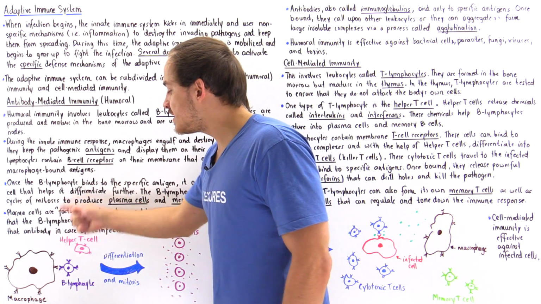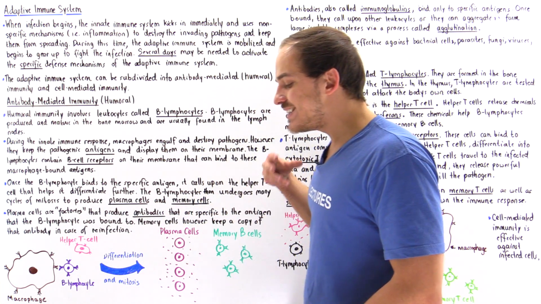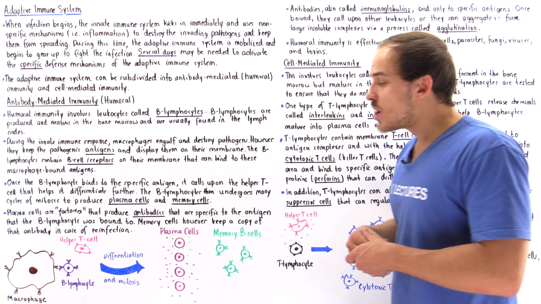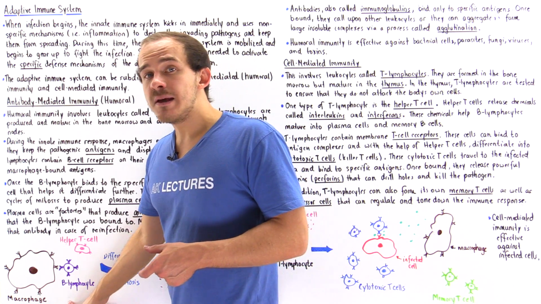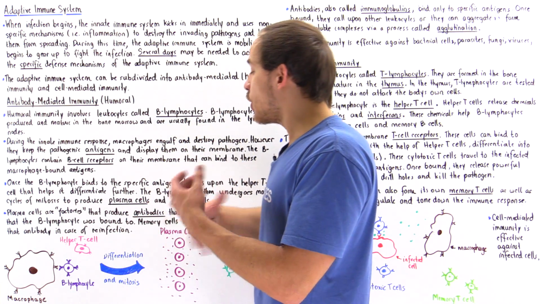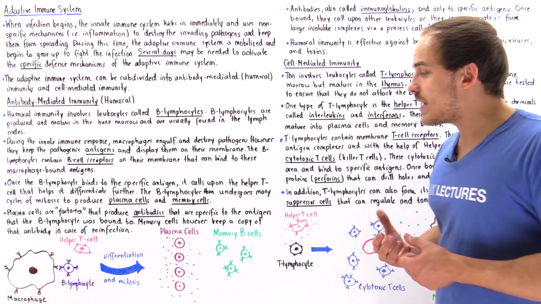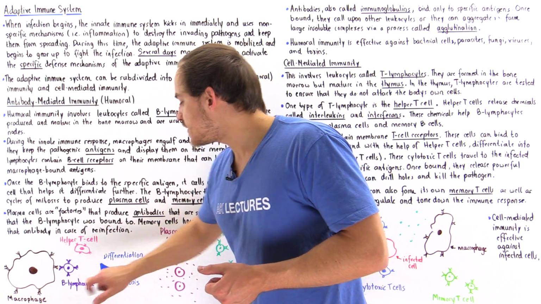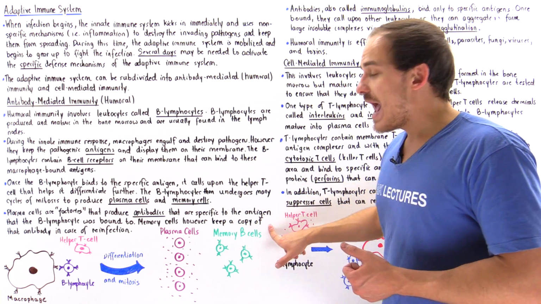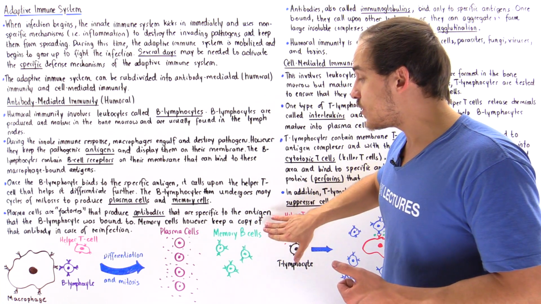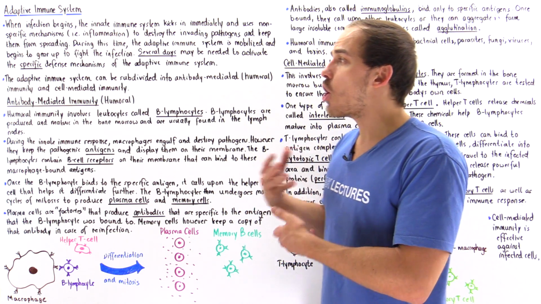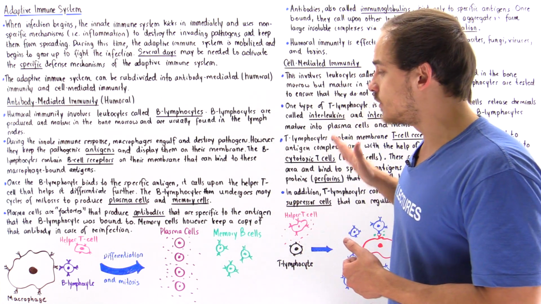And what the helper T cell does is it releases a special type of chemical, or special types of chemicals, which basically help the B lymphocyte undergo mitosis and differentiate into two different types of cells. So the B lymphocytes form plasma cells and memory B cells. And the memory B cells are the same cells that we spoke about earlier that are involved in the process of learning.